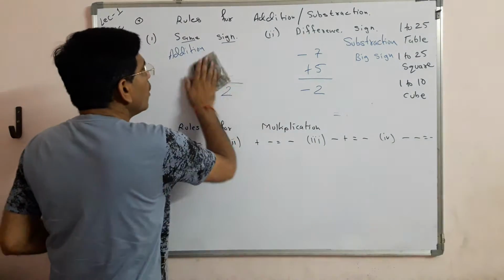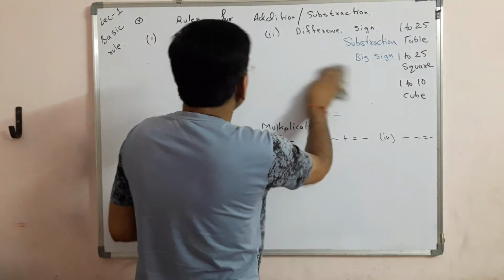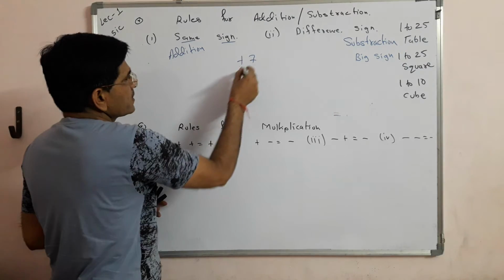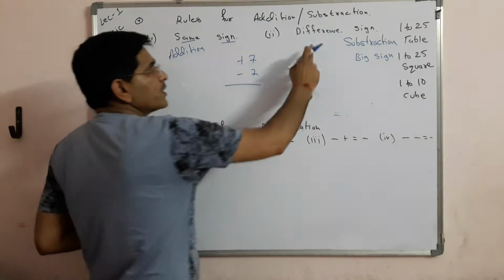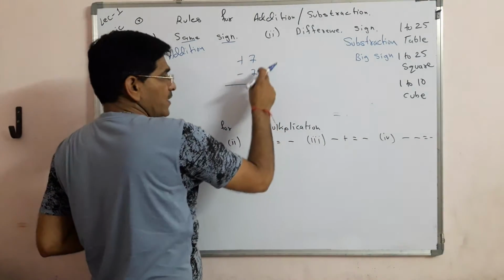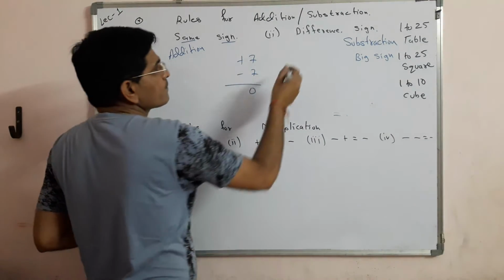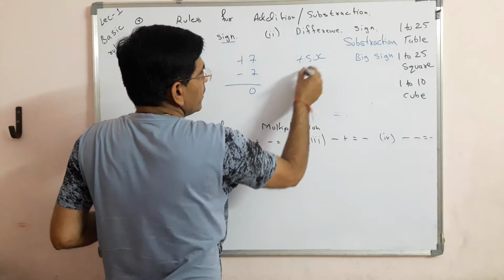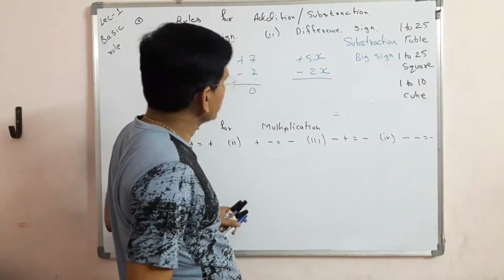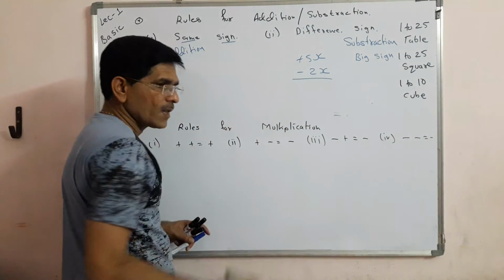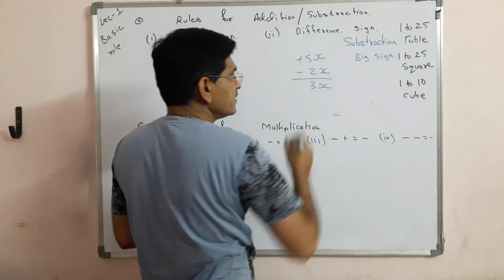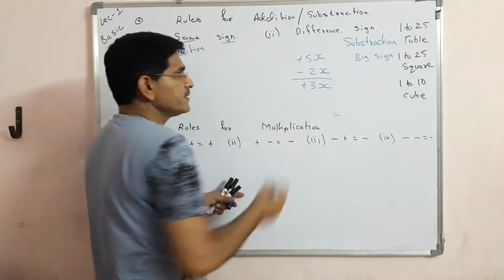Now we go on to variable. Which variable? So you will think, yes sir, plus 7 minus 7, what do you have? So difference of sign, subtraction, plus minus 0. Difference of sign, but the same digits are there. Now plus 5x minus 2x. Tell me what answer you will get here. If you know, you can write the answer here. Plus minus, always rule of subtraction. That is 3x. Big term sign, that is plus.